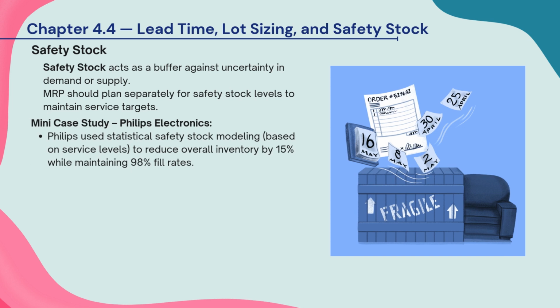Safety stock is extra inventory kept to protect against demand or supply uncertainty. MRP systems should plan safety stock separately to ensure service level targets are met. Example, Philips applied statistical safety stock modeling and cut inventory by 15% while still achieving a 98% fill rate.